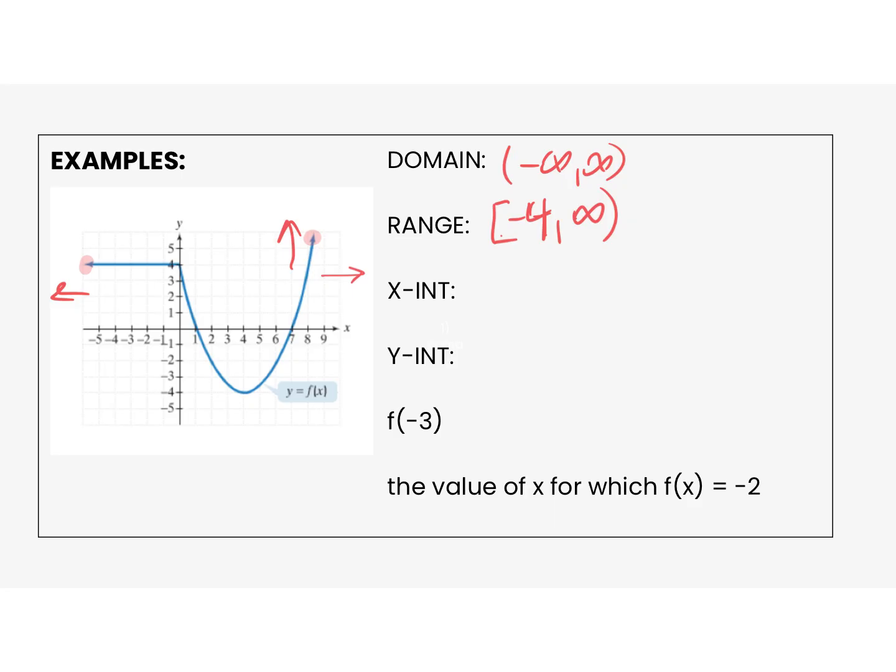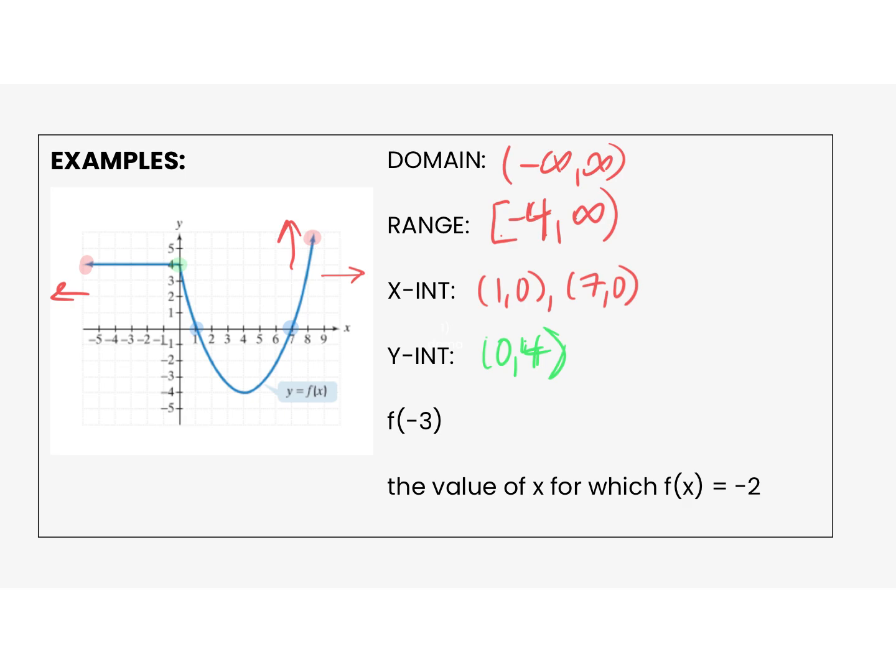Okay. X-intercepts are where I touch the x-axis, right? So you see 2 here. That would be at (1, 0) and (7, 0). And then y-intercepts, where I touch the y-axis. So we have 1 at (0, 4). Okay?